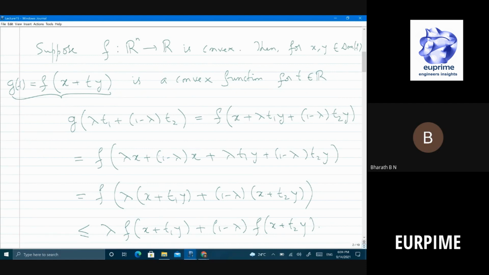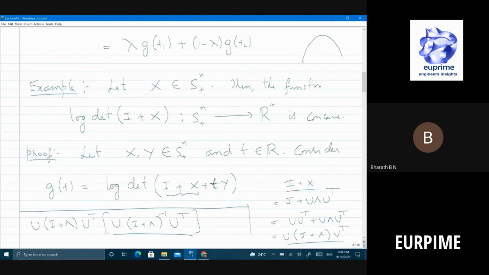You just pass a line through 2 points, x and y, which is x plus ty, and then look at that as a function of t. t is just one dimension, right? If you can prove that g of t is convex for all t, then the function f is also convex, right? So we saw that in the last class, and we used that to prove something.